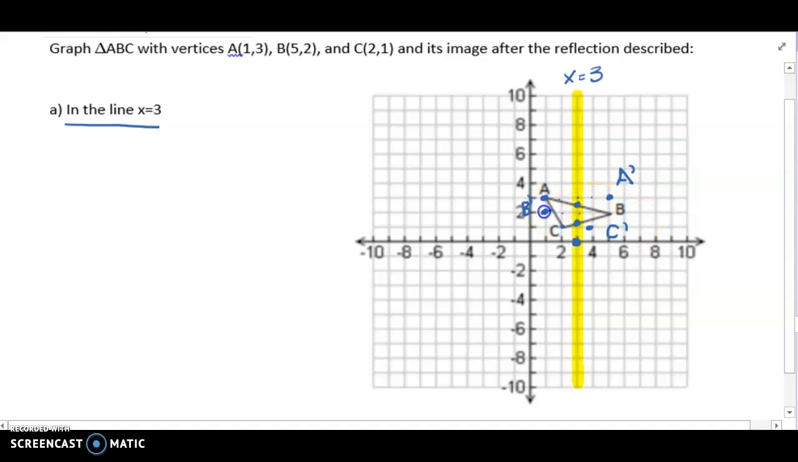And if I connect these dots, it would look something like that. Okay, what you should get is a figure that is congruent to the original figure.